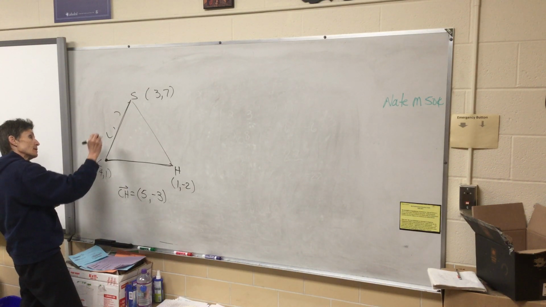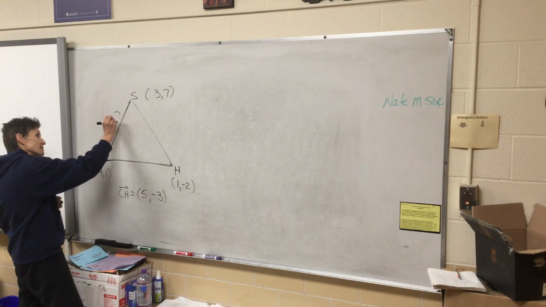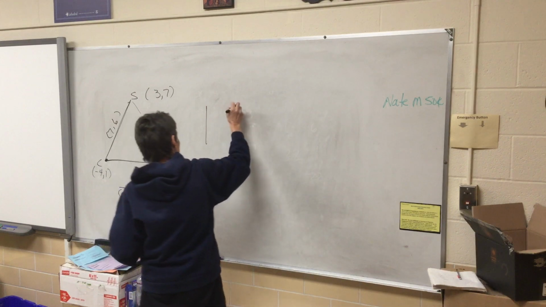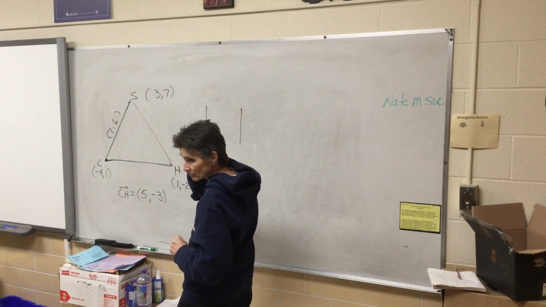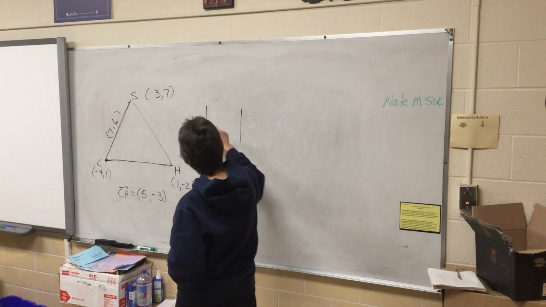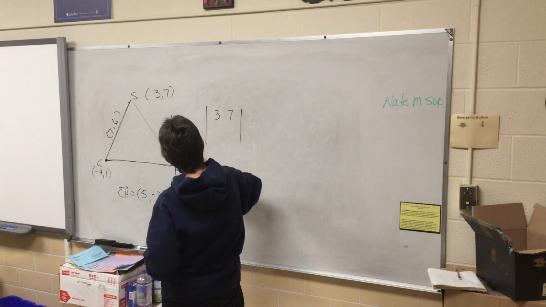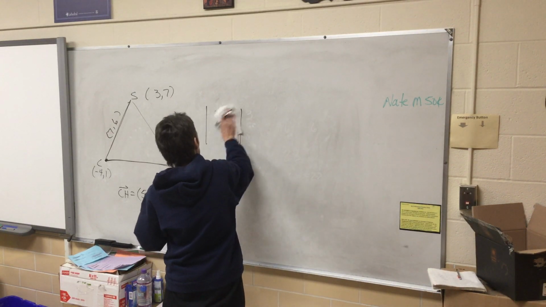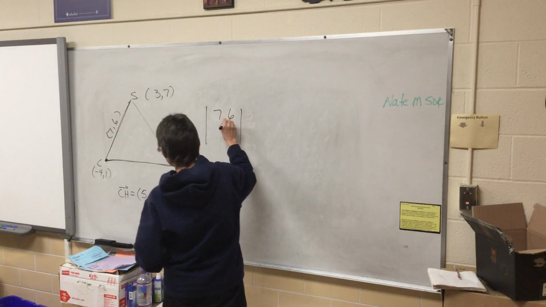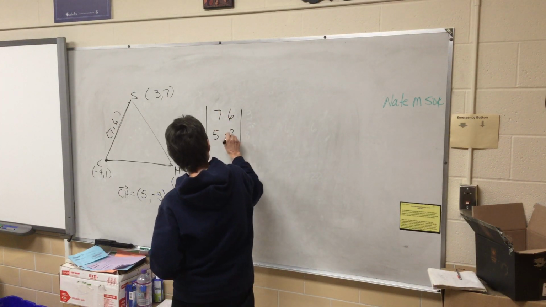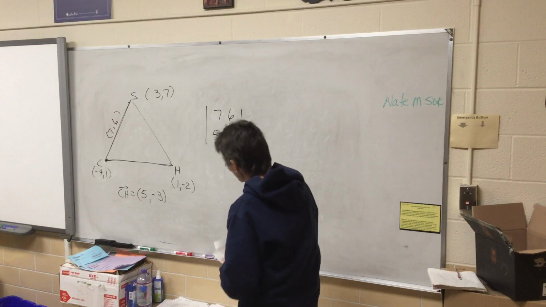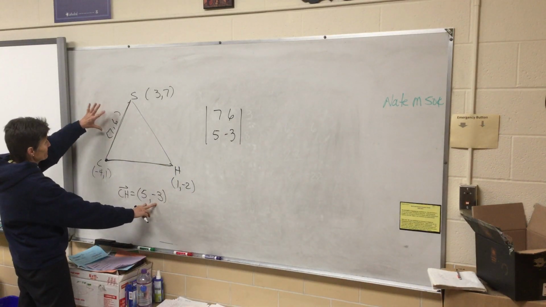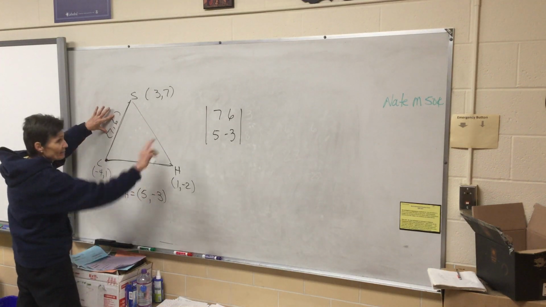7, 6. +7, +6. I agree with that. Does everybody else agree with that? Make a determinant. I'll put 7, 6 up here, and 5, -3 down here. It doesn't matter what order you put your vectors. But 7, 6, 5, -3.